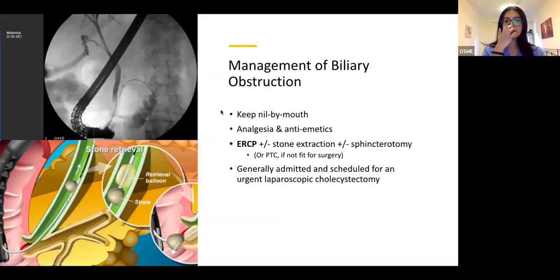Okay, so the management of a biliary obstruction. As with any surgical presentation, keep them nil by mouth, analgesia, antiemetics, and then the management to get the stones out would be an ERCP. So you can go in through the duodenum and extract the stone, or if they're not fit for that, then you can go in through the skin and do a PTC. And then after you've done all this, then you would admit them and you can then schedule an urgent lap chole.